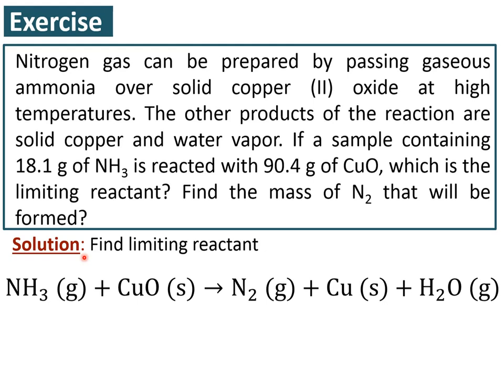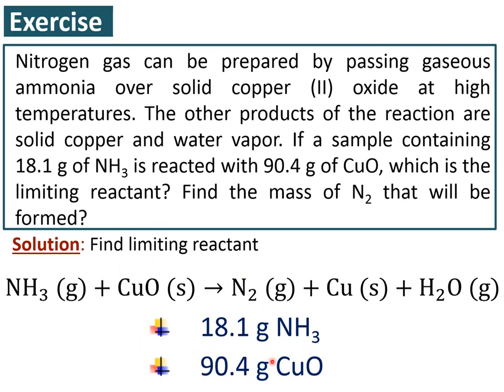Right? The first thing when you write an equation, you should make balancing. Is it balanced? No, not balanced. So you have to balance the equation, and these are the given amounts: 18.1 gram ammonia, 90.4 gram copper two oxide. This is in the questionnaire. It gave you this amount of ammonia and this amount of copper oxide, and is asking you now which is the limiting reactant. What does limiting mean here? It means we need to assign the amount of the product. Before you calculate the amount of the product, you have to first find the limiting reactant.